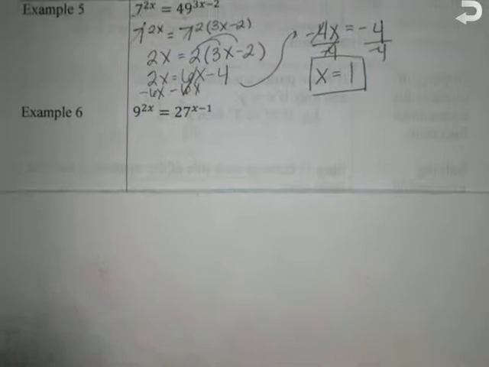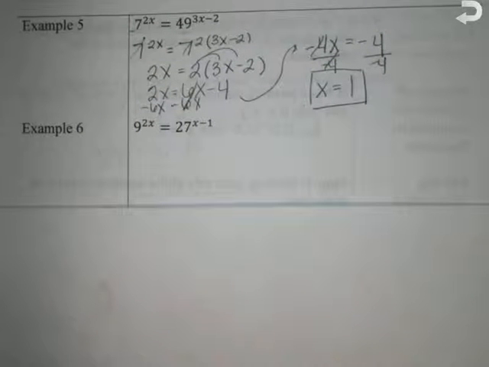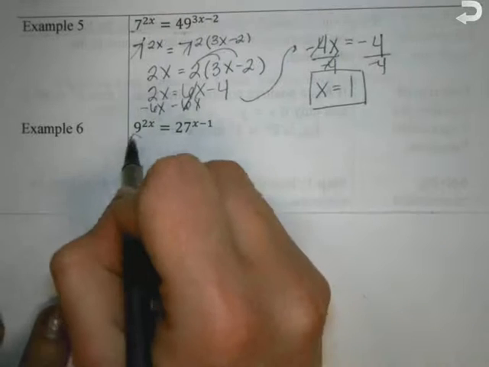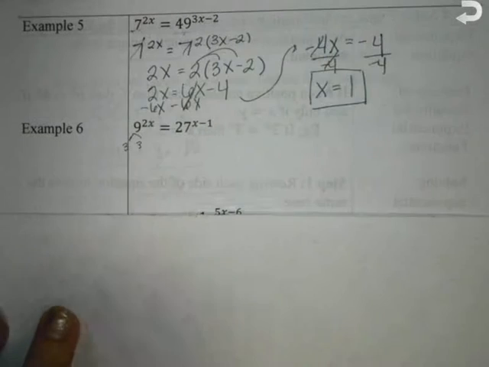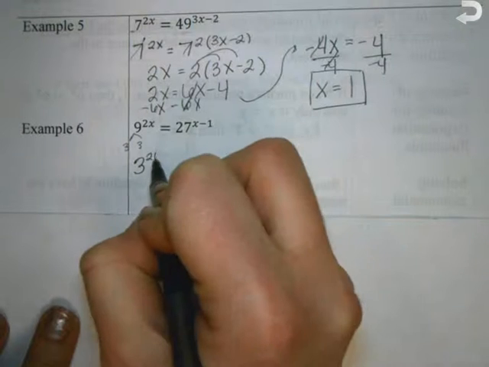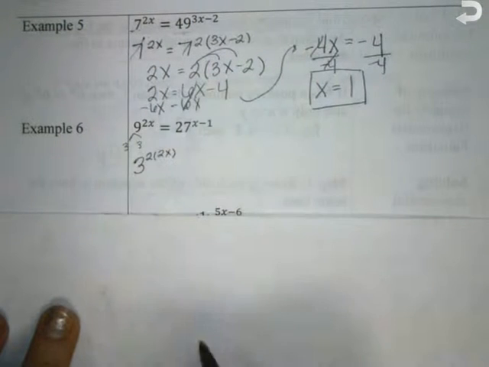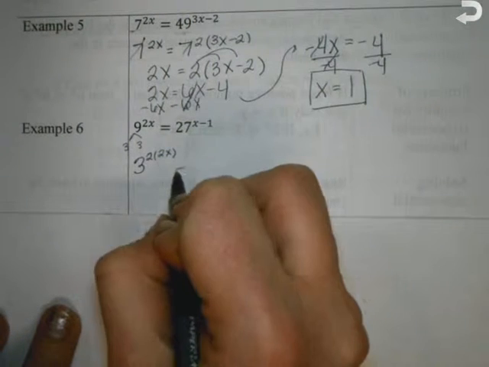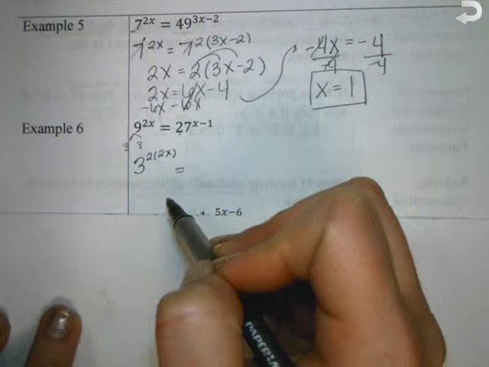The base is going to be 3. So for this one, we have to change all of them. So 9 is the same as 3 and 3, right? So the left-hand side is 3 to the second times 2x equals 27, which is 3 to the third. So this is 3 to the third times x minus 1.